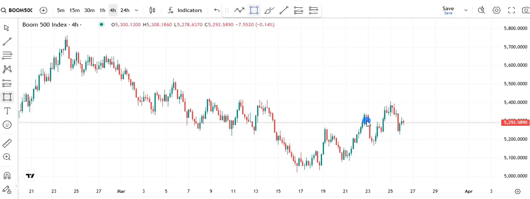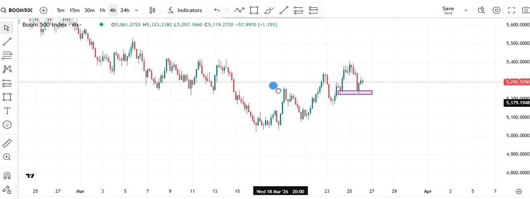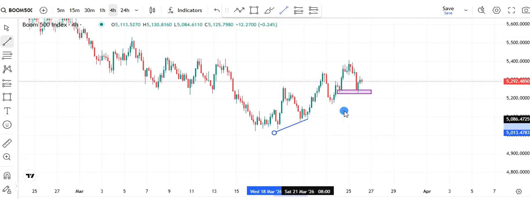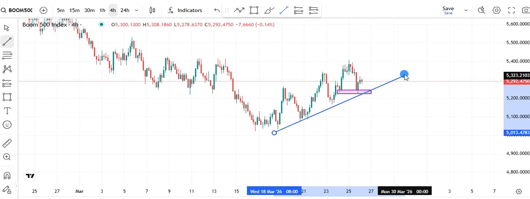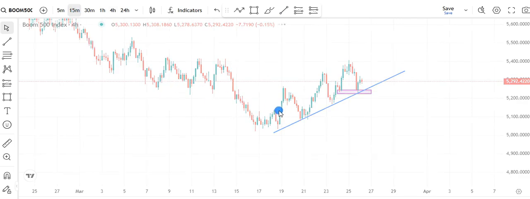Alright, on the Boom index, we seem to be seeing some bullish move. You can see it making a series of higher highs. So that means we're looking for bullish trades. Let's go to the 15-minute chart. Let's see what the 15-minute chart actually does for us.